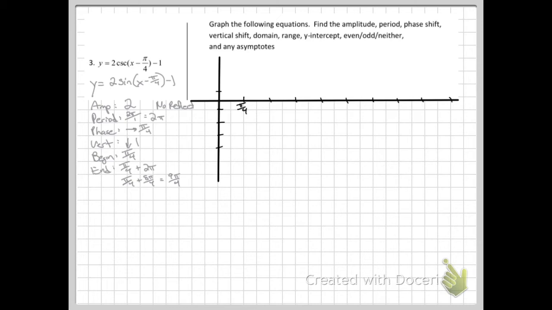Here we go. The midline, the vertical shift, is down 1. So there's a dotted midline down 1. I was making that green before. I'm sticking with gray because this is all just to get the cosecant graph. At my beginning point, pi over 4, sine is on the midline. At the end point, 9 pi over 4, that is also on the midline. In the middle of sine, that is also on the midline.